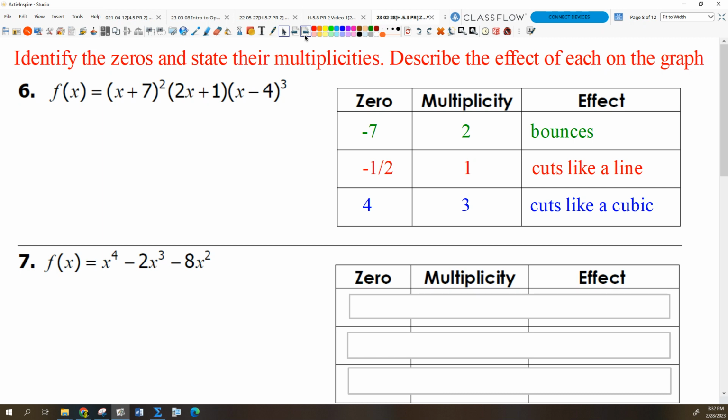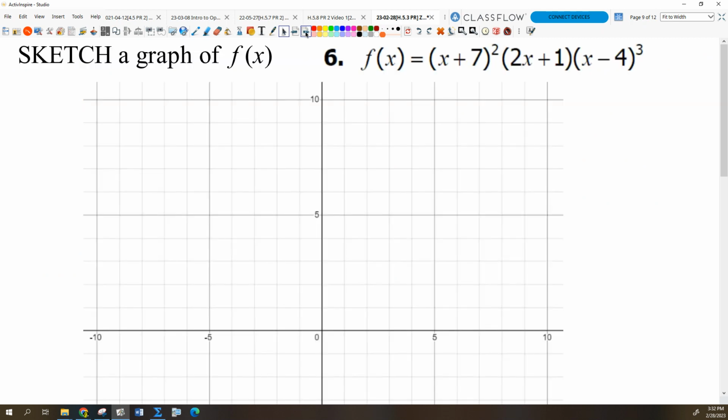If I go to the next page and we sketch this guy, we said we had an x-intercept at -7, so right there. We had an x-intercept at -1/2. That was the red one, right? The linear one. And then we had one at 4, correct? Now the end behavior of this thing is what?